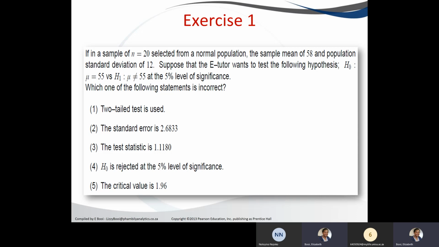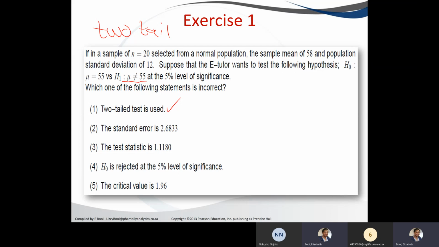Suppose that the e-tutor wants to test the following hypothesis: the null hypothesis states that the mean is equal to 55, and the alternative is that the mean is not equal to 55. Based on this information, at the 5% level of significance, we can clearly see that this will be a two-tailed test. Therefore, we're going to have two regions of rejection. We're going to use the critical value with alpha divided by 2. So that will answer number 1.